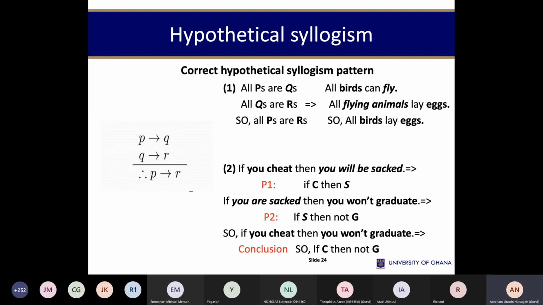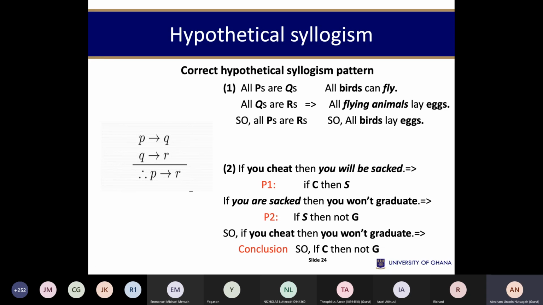Look at the second example. If you cheat, then you will be sacked. P1 here represents premise 1. P2 represents premise 2. Then your conclusion. So if you cheat, you will be sacked. If you are sacked, then you won't graduate. So obviously it means that if you cheat, you won't graduate. This is the correct pattern of hypothetical syllogism.